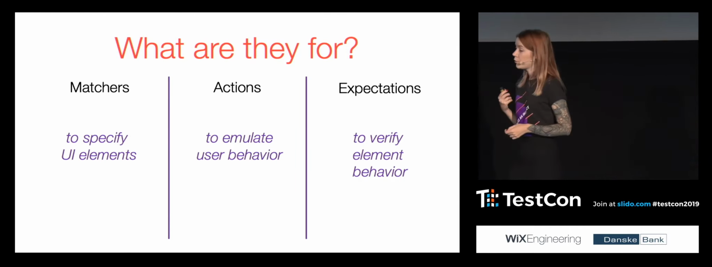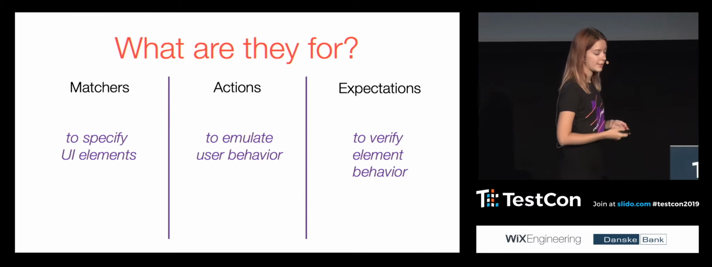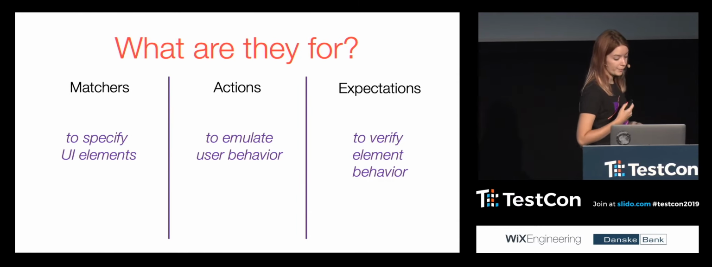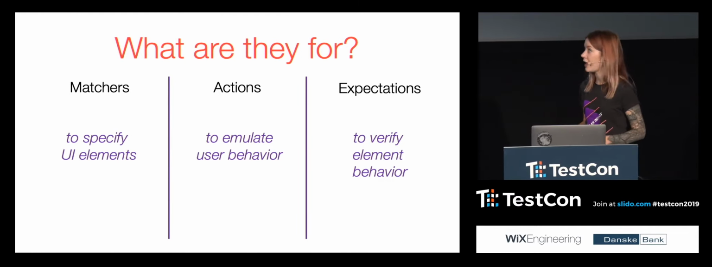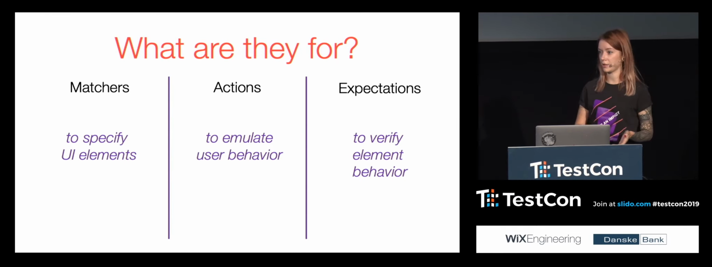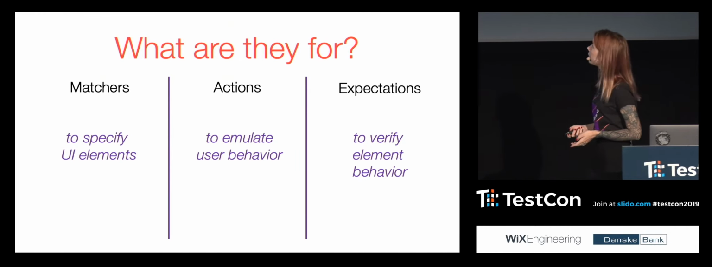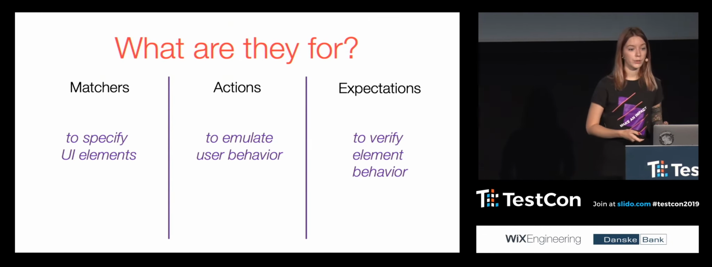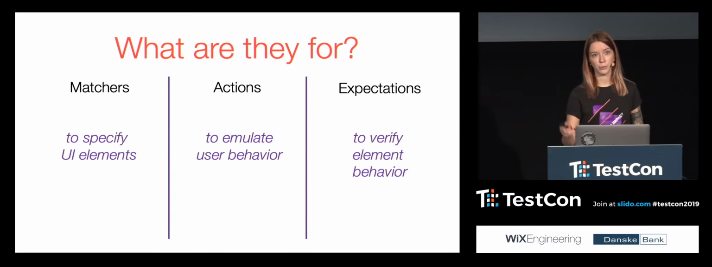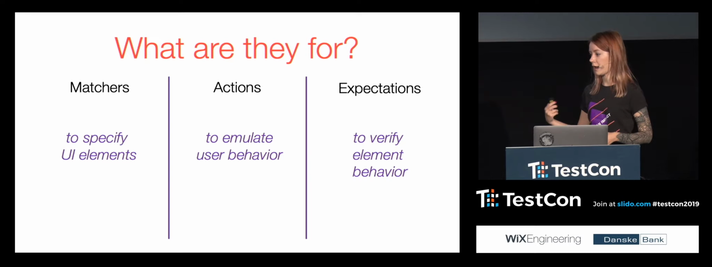Matchers are for specifying UI elements that exist in the view hierarchy. Then actions are how we behave with those elements and emulate user behavior, and expectations are used to validate that the action we performed on a matcher executed the right way and we got the outcome we desired.